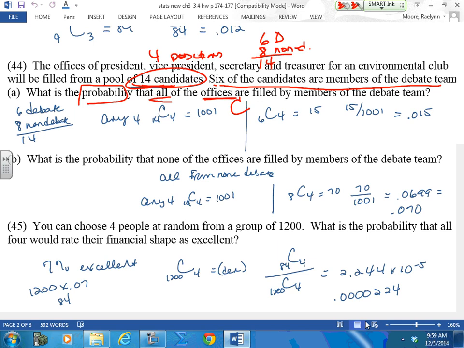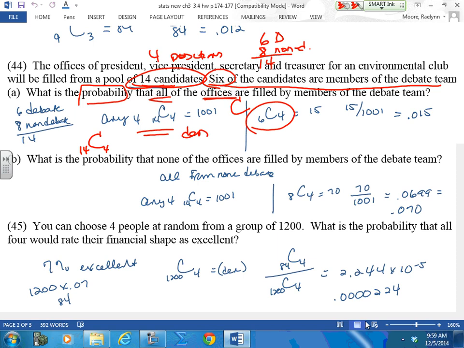So you have 6 candidates to choose from the debate team. You want how many positions to fill? 4 positions in any order. So you want C, combination 6 things 4 at a time. Now, that's going to tell you how many ways you can pick those 4 members from the debate team. How many ways? What is the probability? Probability is part over whole. So your bottom number comes from this. This is your denominator. Your denominator says any 4 out of the 14.